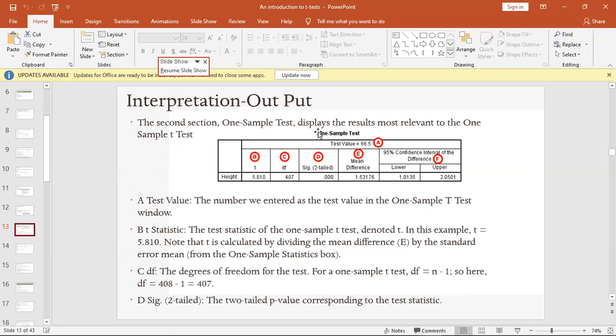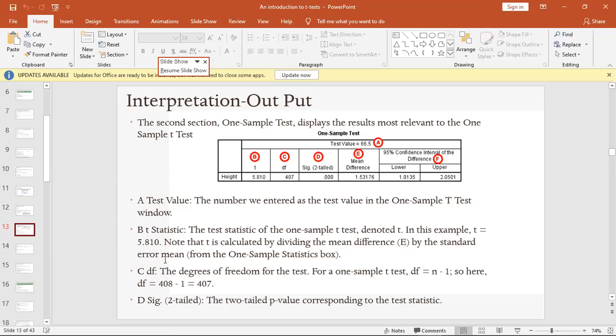The second section, one sample test, displays results most relevant to the one sample t-test. You have to interpret this result. First, be familiar with this test value: 66.5. A is the test value, the number we entered as the test value in the one sample t-test window. This is the value that we are going to test. B is the t statistic, or t value. This is the t value that you calculated by hand previously. If you run SPSS, you don't need the hand calculation; you automatically get the t value. In this example, t is 5.18, right? Note that t is calculated by dividing the mean difference by the standard error mean.